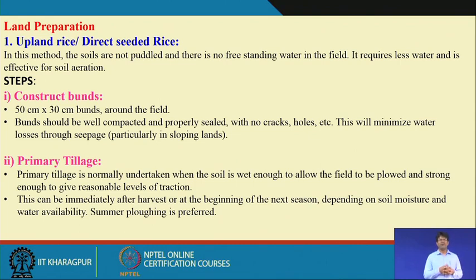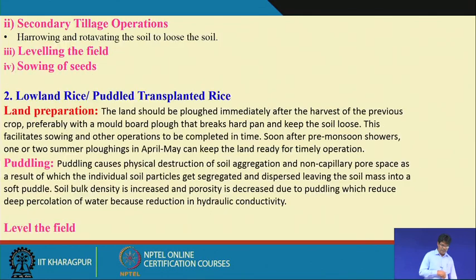In the case of summer plowing, the soil is opened as a primary tillage, and it is helpful for storing and recharging the rainwater. Otherwise, if the soil is not plowed, the water may be lost as runoff loss. For direct seeding, I can go for secondary tillage to get loose soil, then you can level and sow the seeds.